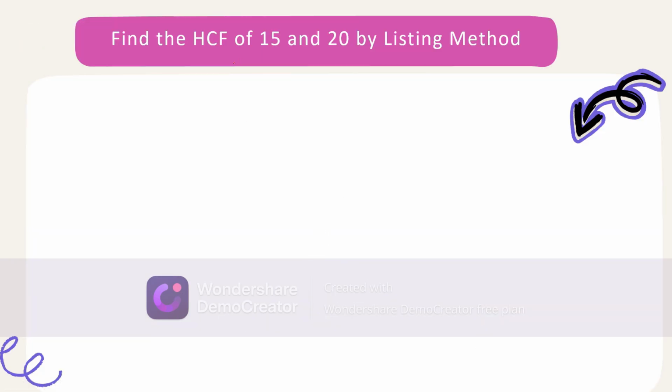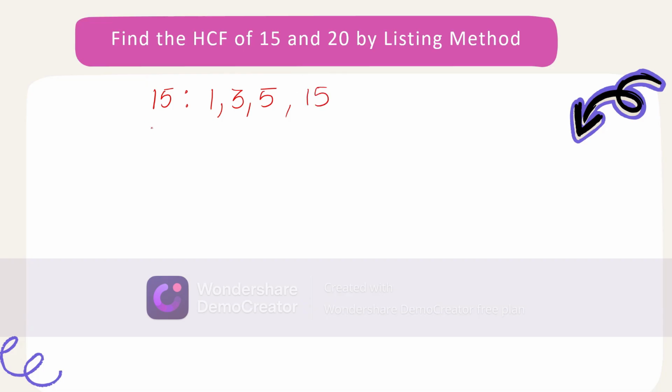Let's find the HCF of 15 and 20 by the listing method. Let's take the first number, that is 15. Find all the factors, or all the numbers which can exactly divide 15. So 1 can divide, 2 cannot divide 15, so we won't take 2. 3 can divide, 5 can divide, we cannot take 10, and the last number is 15 itself.